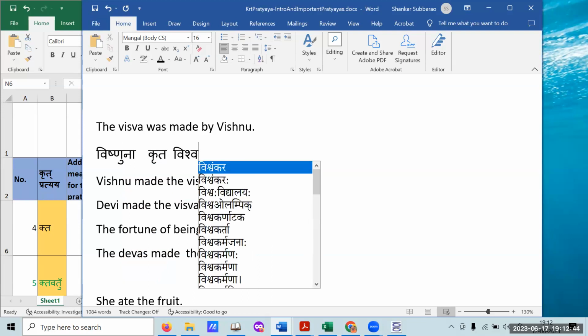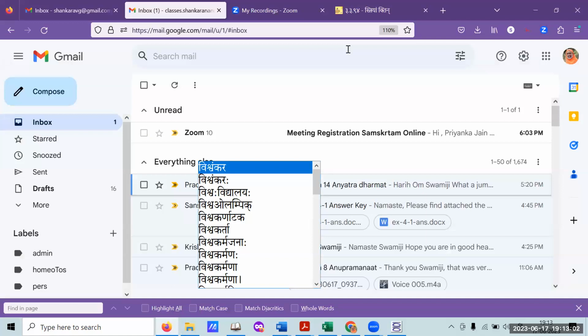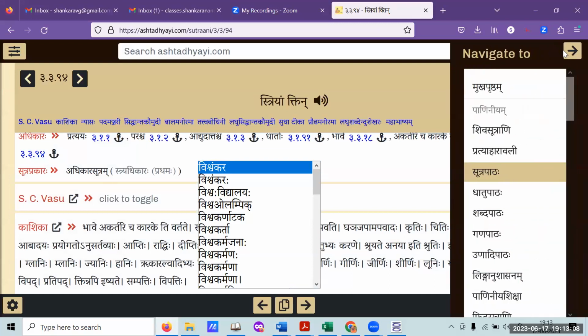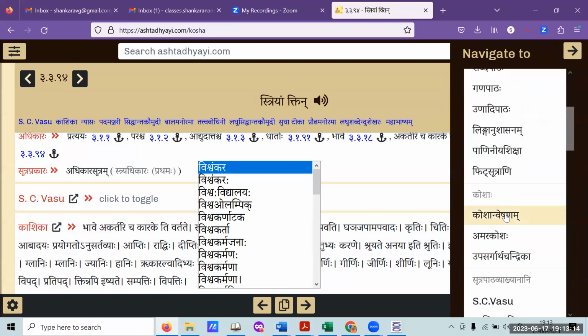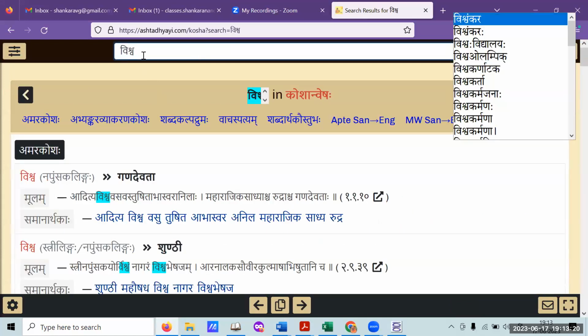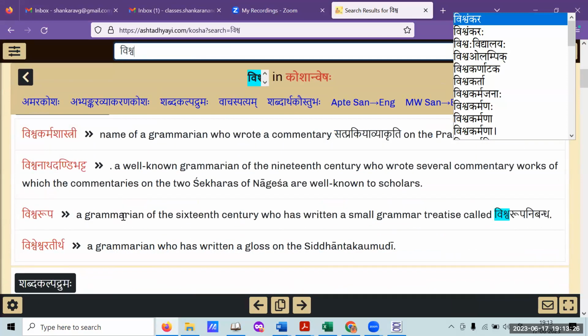We have to know the gender of Vishwa now. We don't know what's the gender. What will you do? Then you do one thing. You take up your, one second. Where is it? Okay. You go to Ashtadhyay. You go there and go to the Kosha. Then look for Vishwa. Now what do you find? Vishwa, right? Samagram. What else is here now?